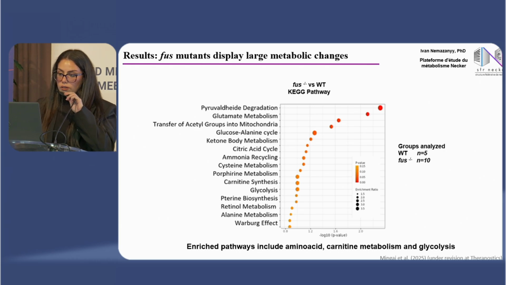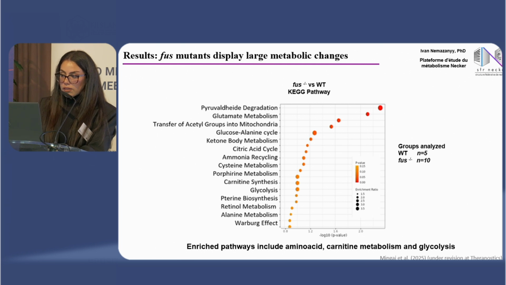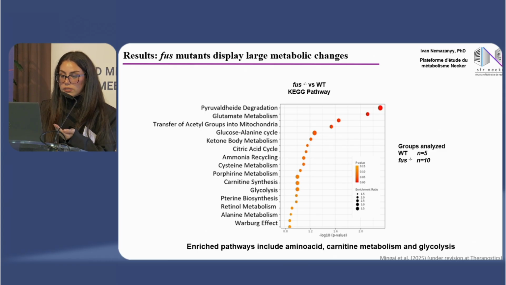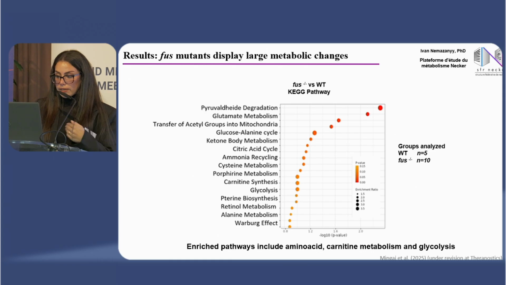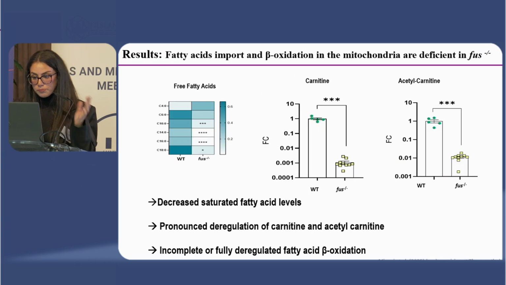Okay. So as I said, we did the metabolic analysis at the metabolic platform at Necker Hospital, and the metabolite set enrichment analysis has identified significantly enriched KEGG pathways. As you can see, they were mostly associated with amino acid, carnitine metabolism and glycolysis. And from the figure, we can see one of the top enriched pathways is the transfer of the acetyl group into the mitochondria, which is linked to TCA cycle regulation and carnitine synthesis, which we decided to further investigate at the metabolite level.